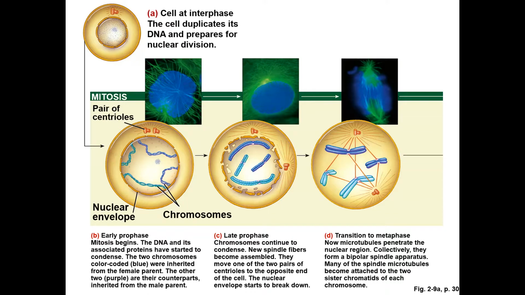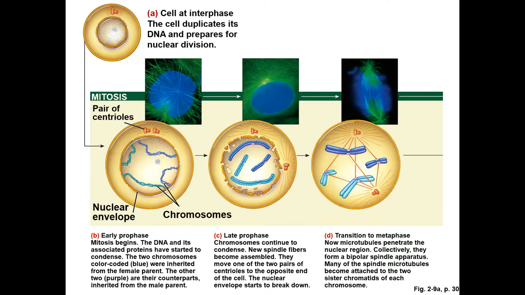Okay, so here we'll go through this a little bit at first. Going up to A at the top, you have the cell at interphase. The cell duplicates its DNA and it prepares for nuclear division. Going down to B in the bottom left corner, you have early prophase. Mitosis begins. The DNA and its associated proteins have started to condense. The 2 chromosomes, which are color-coded blue, were inherited from the female parent. The other 2, the purple, are their counterparts inherited from the male parent.